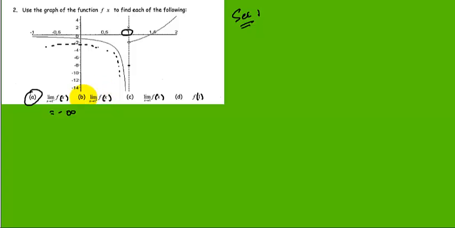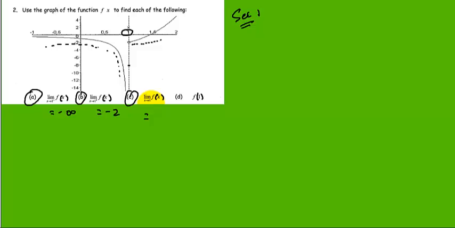And in B, we're finding the limit of f of x as we come from the right hand side of 1. So we're coming from the right hand side. What's happening to the curve? It's going to negative 2. So that's equal to negative 2.